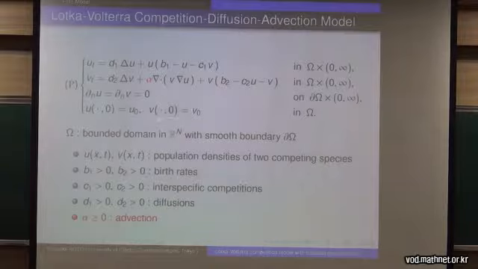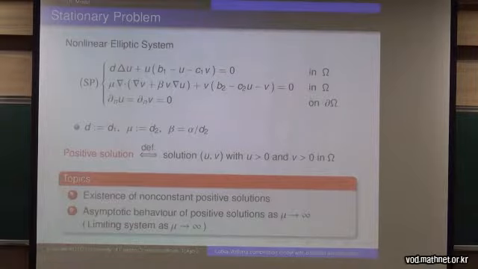Okay, so our mathematical motivation or question is: what is the pattern driven by the combination of such reaction terms and linear diffusion terms, and moreover such advection terms? Today I want to talk mainly about the associated stationary problem. So this is the corresponding stationary problem, which is a Neumann problem for a couple of nonlinear elliptic equations.